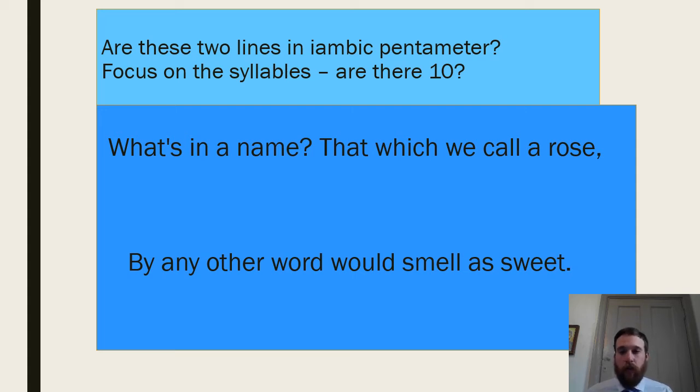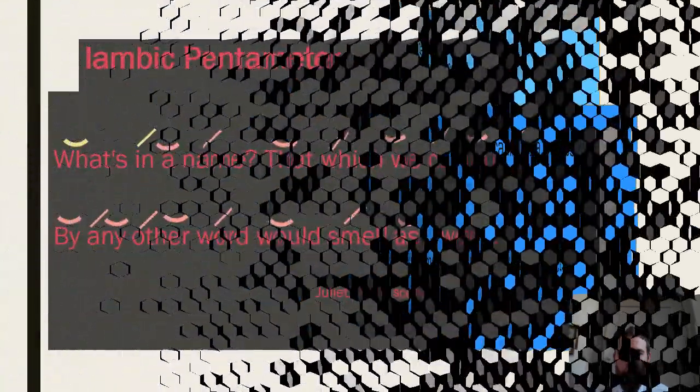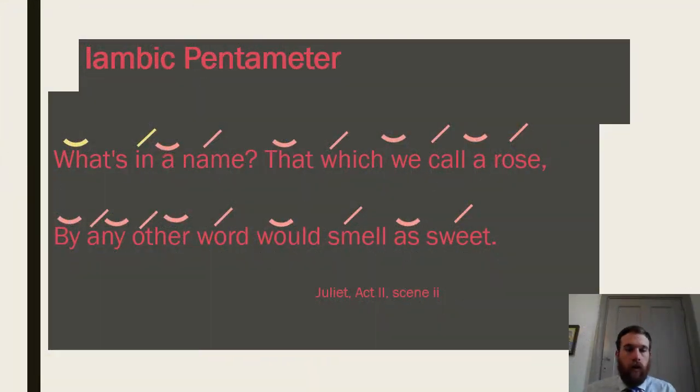"What's in a name? That which we call a rose by any other word would smell as sweet." So both of these are iambic pentameter, and I'll break them down for you. So you can see the unstressed and the stressed. "What's in a name that which we call a rose by any other word would smell as sweet." So sometimes it'll break up between words. So like this has the unstressed and then this has the stressed. So it's not always by word, but it's 10 syllables on a line, and we go back and forth between that stressed and unstressed.